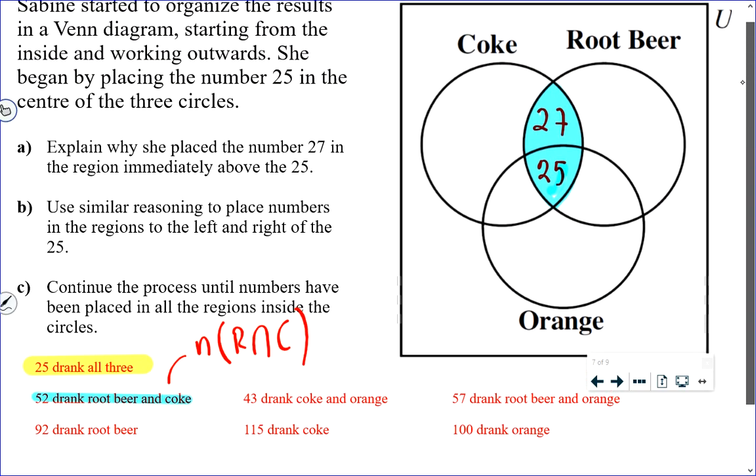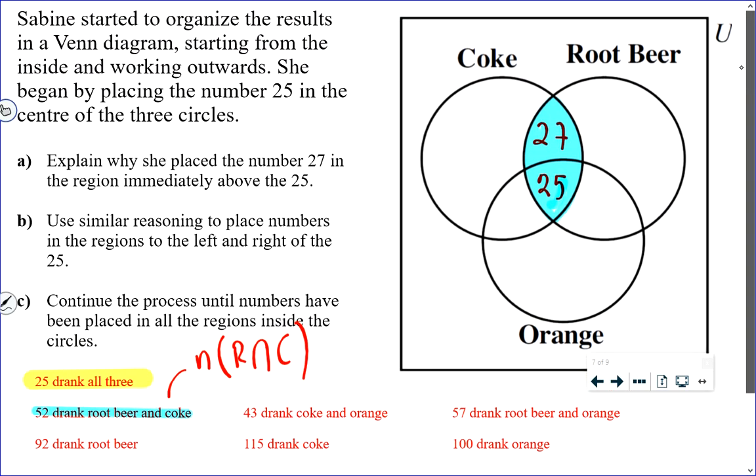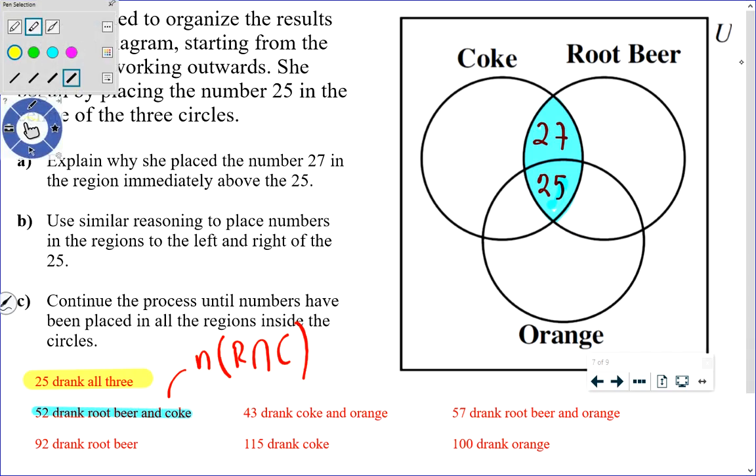Well, there's B, I guess I've skipped over. Let's back up and look at B. So we've explained why the number 27 goes where it is. Use similar reasoning to put numbers in the regions to the left and the right of 25. Well, let's just pick one. Doesn't matter.